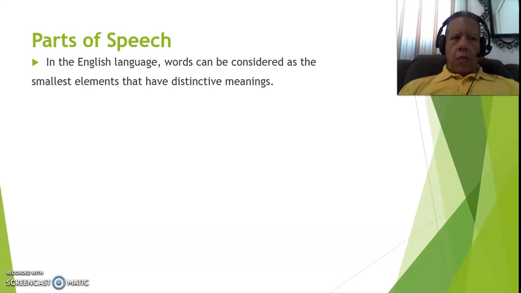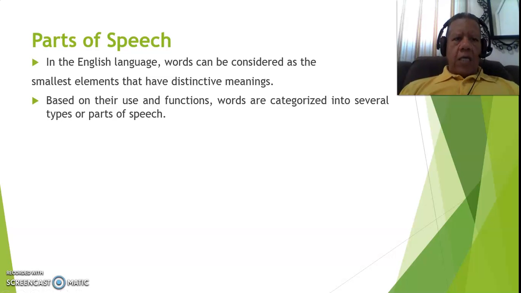En esta ocasión vamos a hablar sobre part of speech. In English language, words can be considered as symbolic elements that have distinctive meaning. Esa es la definición que tenemos en inglés de part of speech. Además, tenemos diferentes part of speech en English. Based on their use and functions, words can categorize into several types of part of speech.